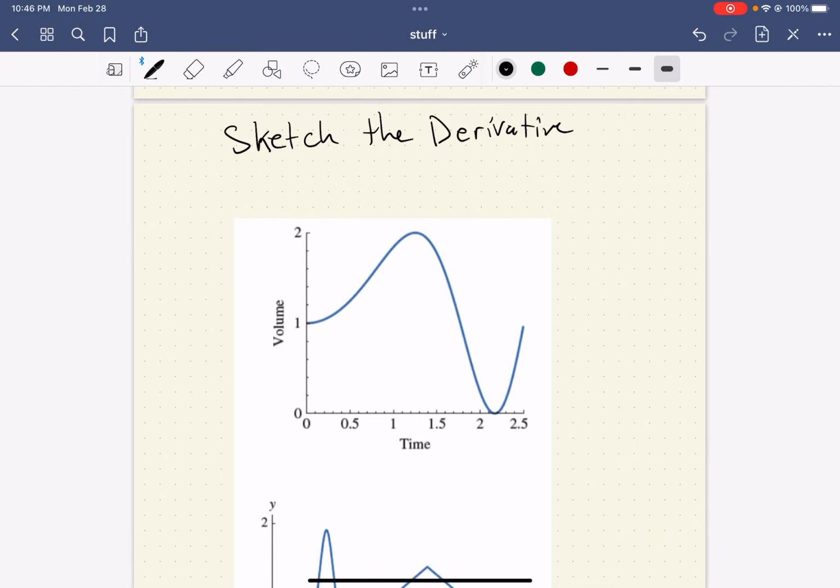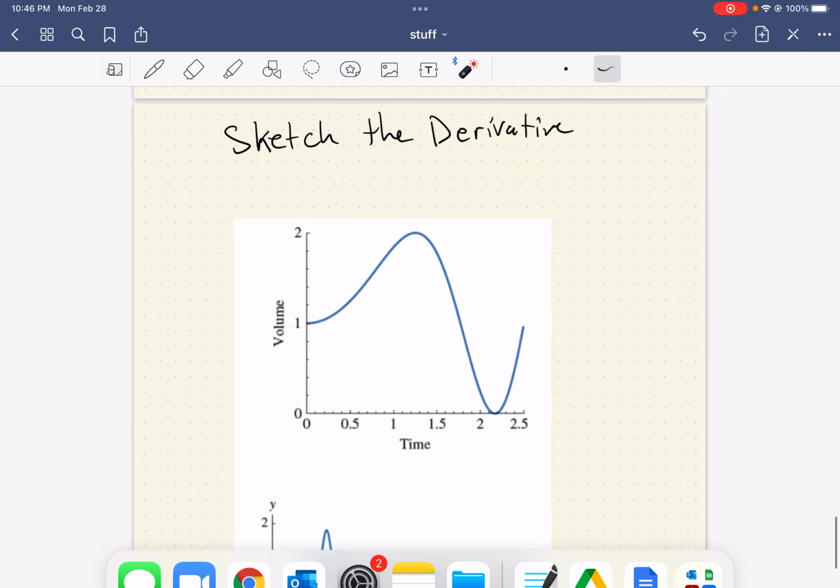Alright, so I want to make a quick video talking about the derivative of a graph telling you the slope at a point on the graph. So we ultimately want to be able to answer questions like this, where we have some given graph and we want to be able to sketch the derivative. And in order to do this, let's actually detour over to Desmos for a moment.